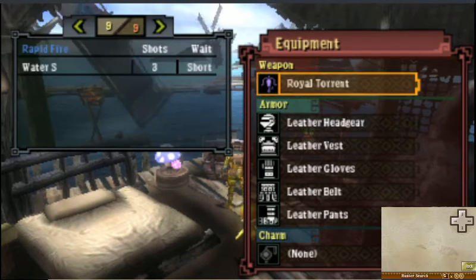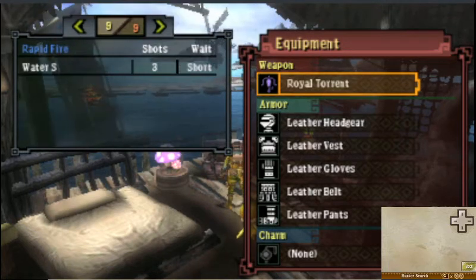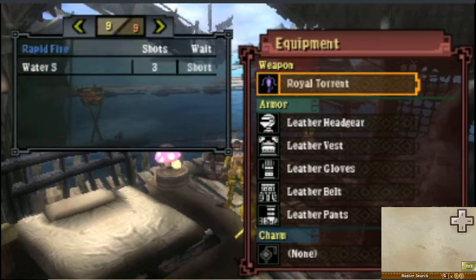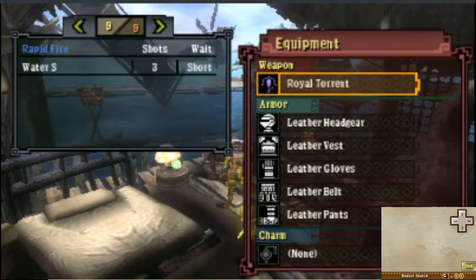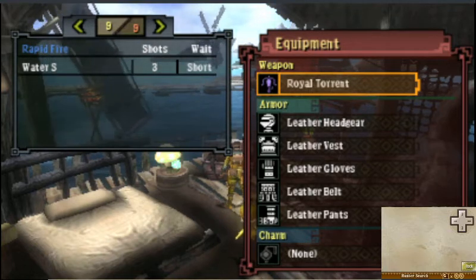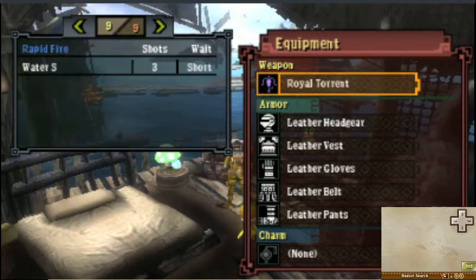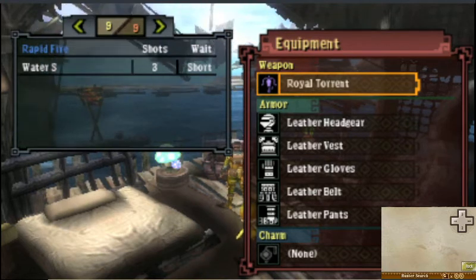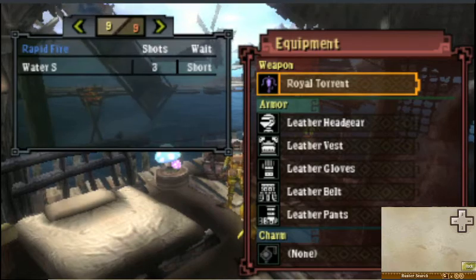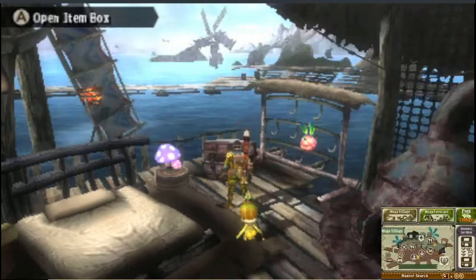Of course, different bowguns will have different rapid fire shots. Some bowguns may even have 2 or more ammunitions that are compatible with rapid fire. That means you will be able to pull off rapid fire with different types of ammunition.